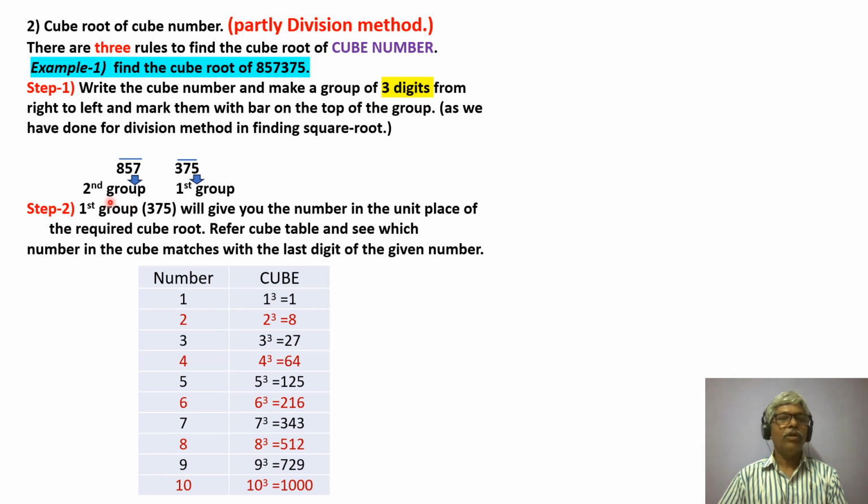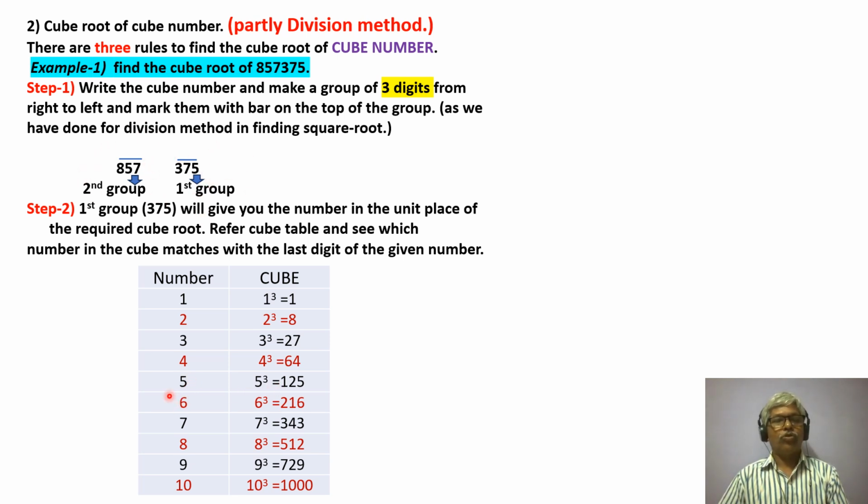Okay, so you name them as first group and second group. Now we consider the first group, that is in this case 375. This group will give you the number in the unit place of the required cube root. Refer to the cube root table and see which cube matches with the last digit of the given number. Now the last digit is 5, so the unit place will be 5 for this particular number.